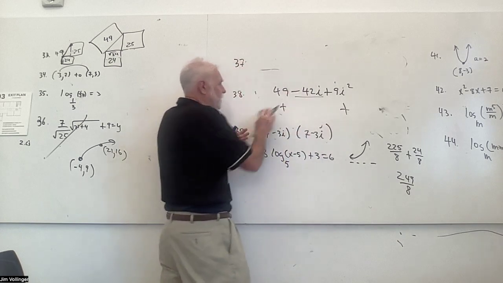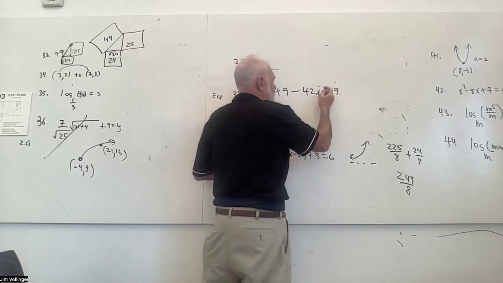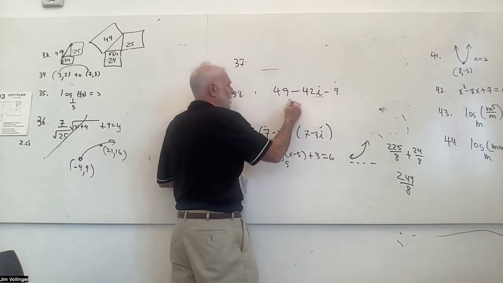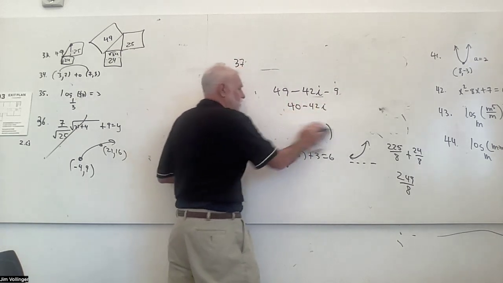Let's see if you get that. What does i squared do to 9? It changes it to -9. And so 49 minus 9 is 40, minus 42i. All right, that one's done.